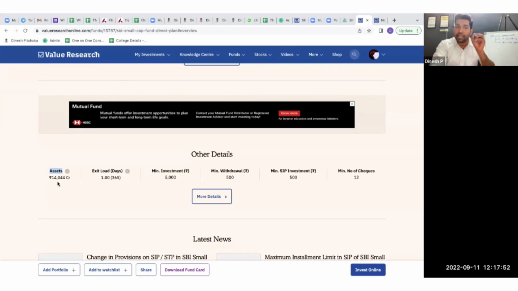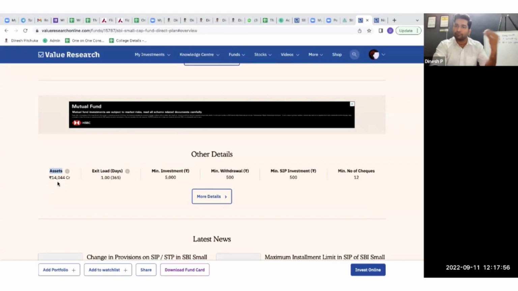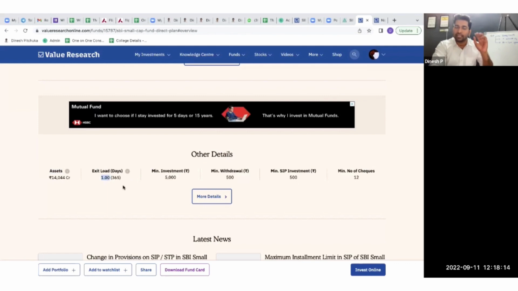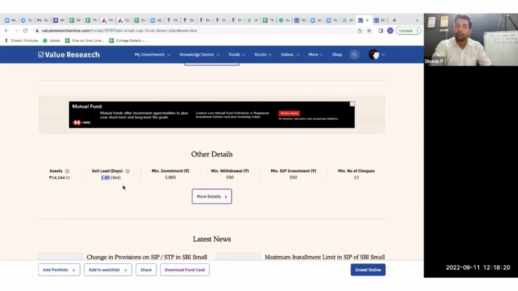In this fund, we have around 14,044 crores. It means that so many people have invested 500, 5,000, 10,000 like that, and totally these people are managing around 14,044 crores. Exit load: 365 days. If you put in your money and try to take it out within 1 year, 1% of the capital will be taken as exit load. If you put in 1 lakh, 1,000 will be cut if you withdraw within 1 year.